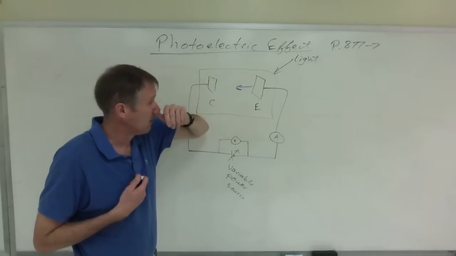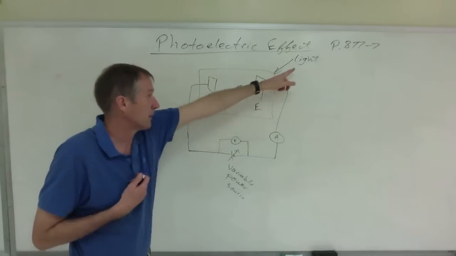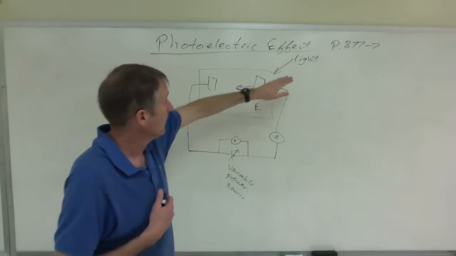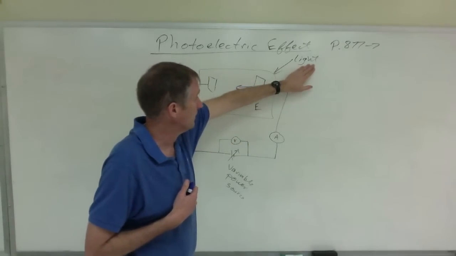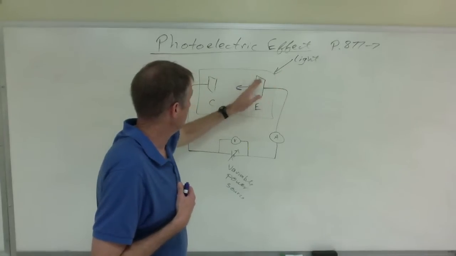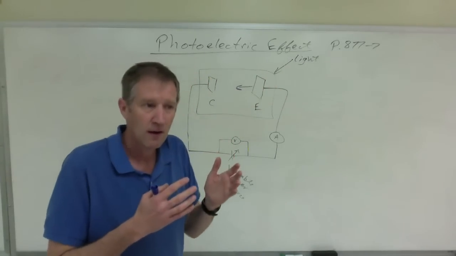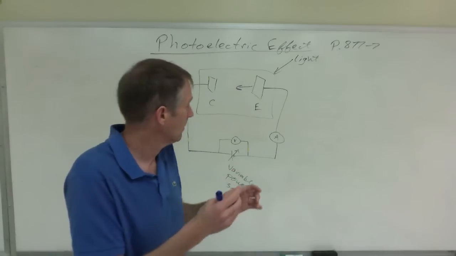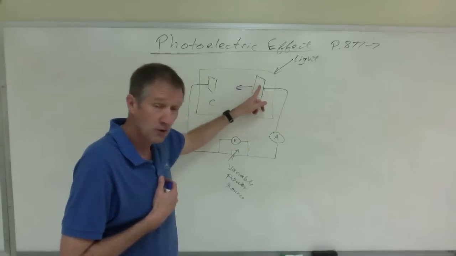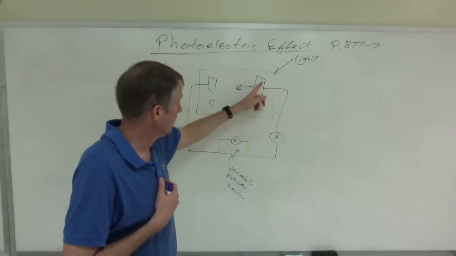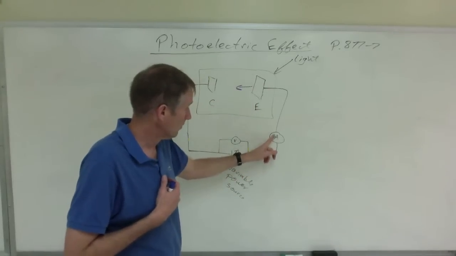If you have some low frequency, it depends on the type of light, and it depends on the type of metal, right? If you have some low frequency light, you get nothing. And then as you increase the frequency, decrease the wavelength, then for certain types of metals, you start to record a current through here.